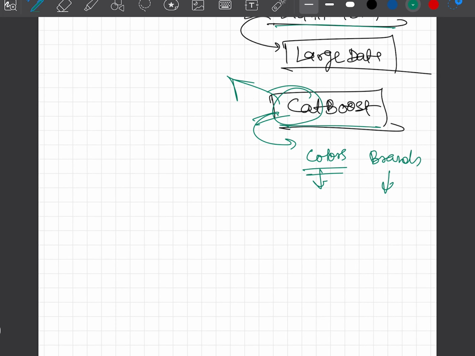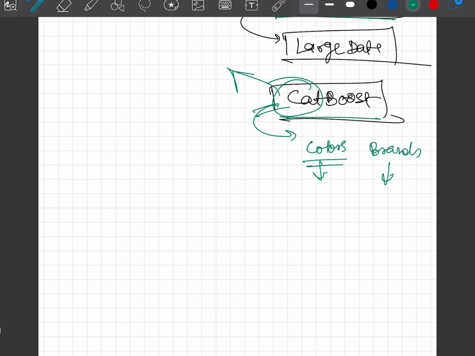So I think this is the final summary in the case of boosting. They combine multiple weak models to create a strong model, and each model learns from the mistakes of the previous one, and that is how it improves the accuracy, and that's why they are more powerful. I hope you got the explanation for all the ensemble models here.